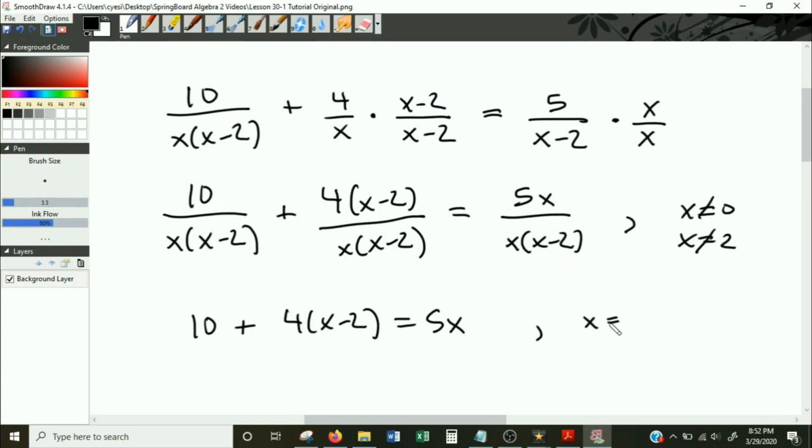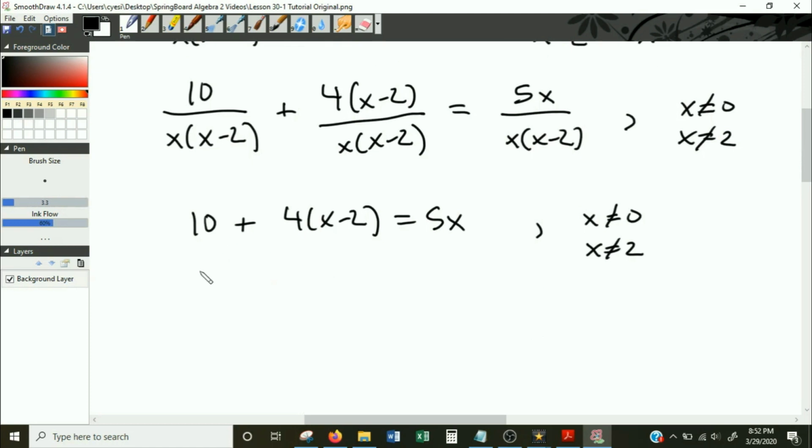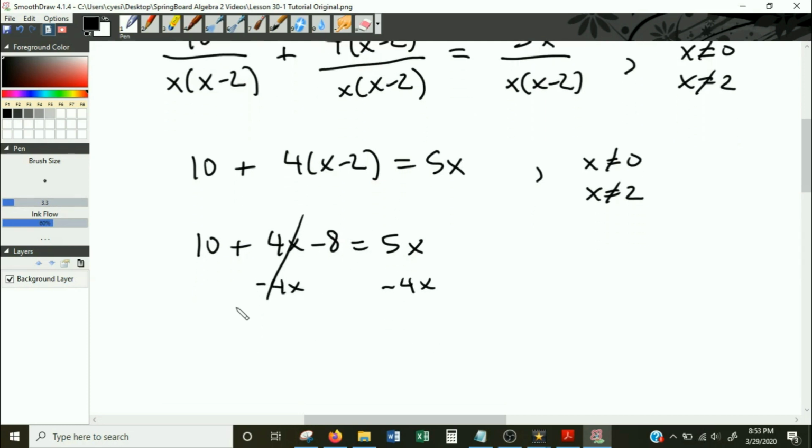And we got to keep this restriction of x cannot equal 0, x cannot equal 2. So from here, it's a pretty simple problem. So we just expand it out. 10 plus 4x minus 8 equals 5x. Now what I'm going to do is subtract 4x on both sides. So this cancels out. And then I get 10 minus 8, which is 2, and that's equal to x. So we got x is equal to 2.